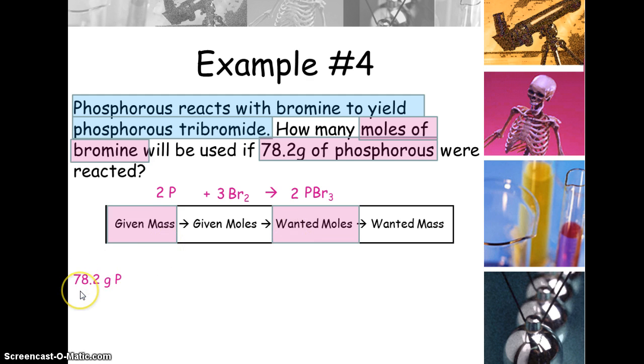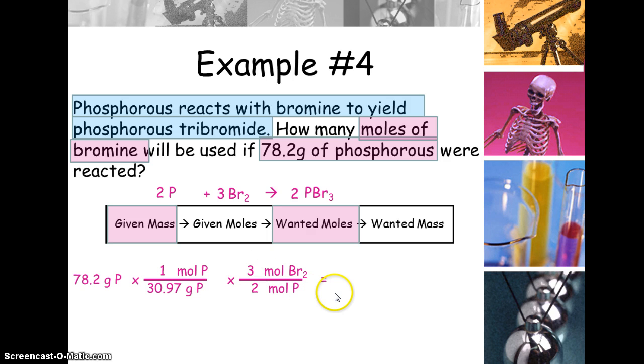We start off with 78.2 grams of phosphorus. Going from mass to moles, 1 mole of phosphorus is 30.97 grams. Now we want to go from moles of phosphorus, from given moles, to wanted moles. So we want to convert from moles of phosphorus to moles of bromine. Now looking at our equation, for every 2 moles of phosphorus, that's equal to 3 moles of bromine.